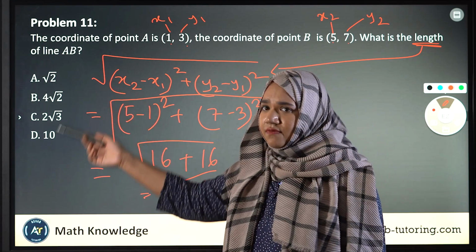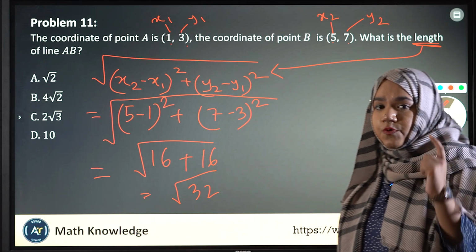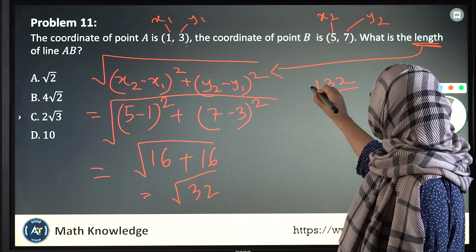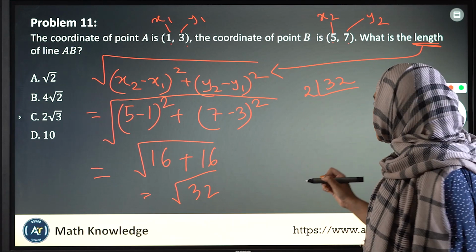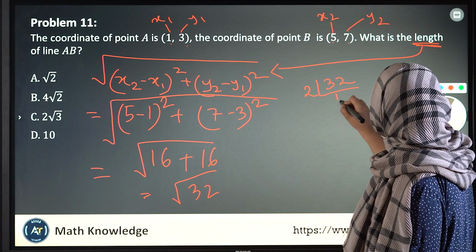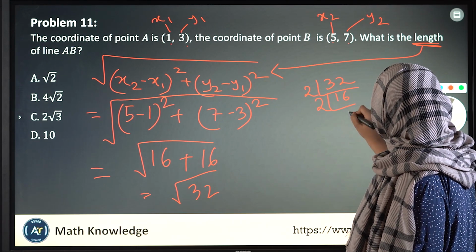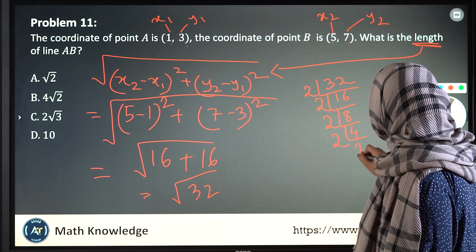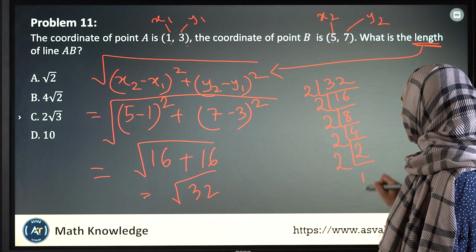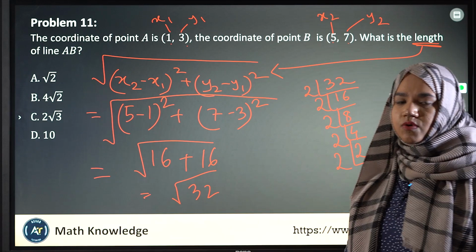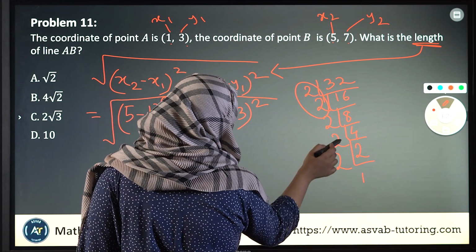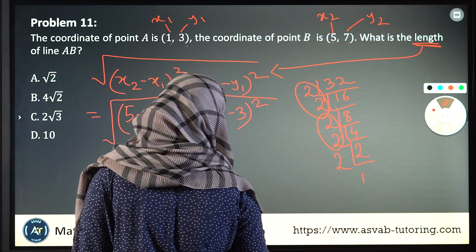As you can see, we don't have that option, which means that we need to break down the square root of 32 like this. So let's put 2 first. We know 2 times 16 is 32, 2 times 8 is 16, 2 times 4 is 8, 2 times 2 is 4, 2 times 1 is 2. Because it's a square root, this means that we need to put the pairs together. We have one pair, we have another pair, and we have a 2 that's remaining.